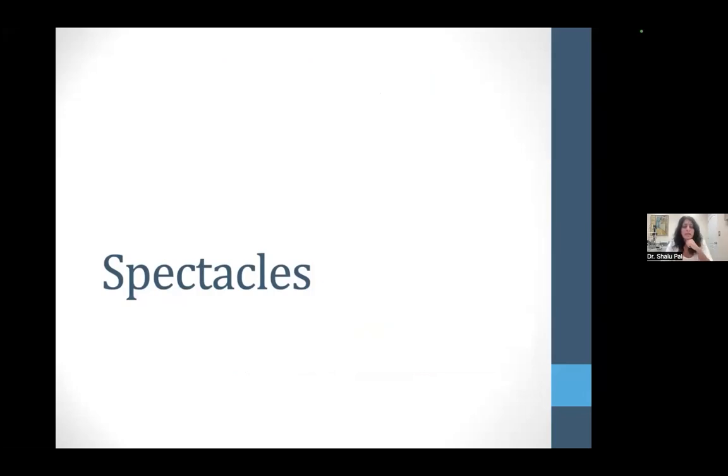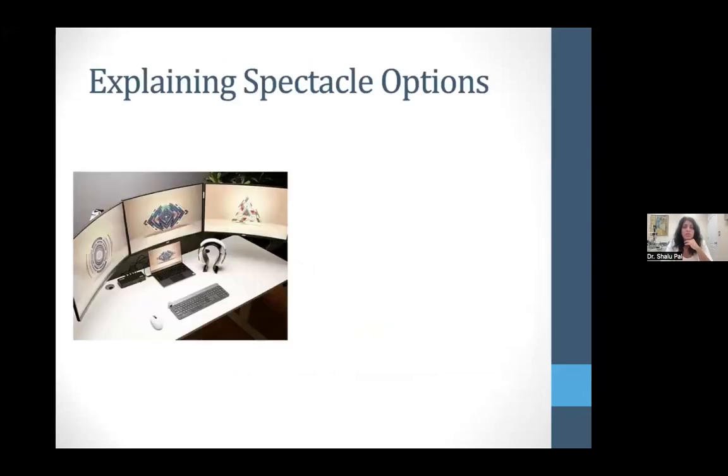All right, let's dive into spectacles. Okay, when we think about spectacles, I want to give you some of my favorite tips. When I started in this practice years ago, it was, hey, do you have a computer? That's what I was asking my patients. And now it's, tell me your cave setup. How many monitors are you looking at? How many laptops?